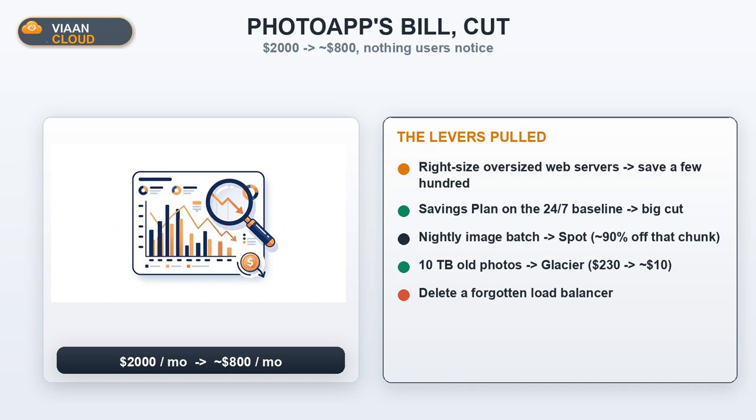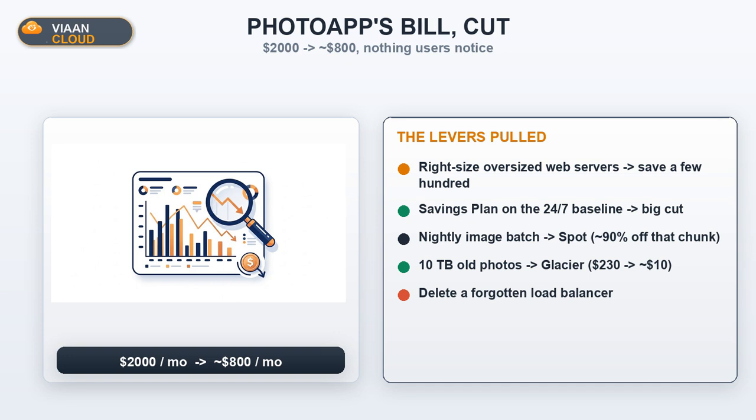Let's make it concrete with PhotoApp. Imagine its bill is $2,000 a month and climbing. We open Cost Explorer. The web servers were oversized, so right-sizing them down saves a few hundred. They run 24/7, so a savings plan on that baseline cuts it further. The nightly image processing batch moves to Spot, 90% off that chunk.